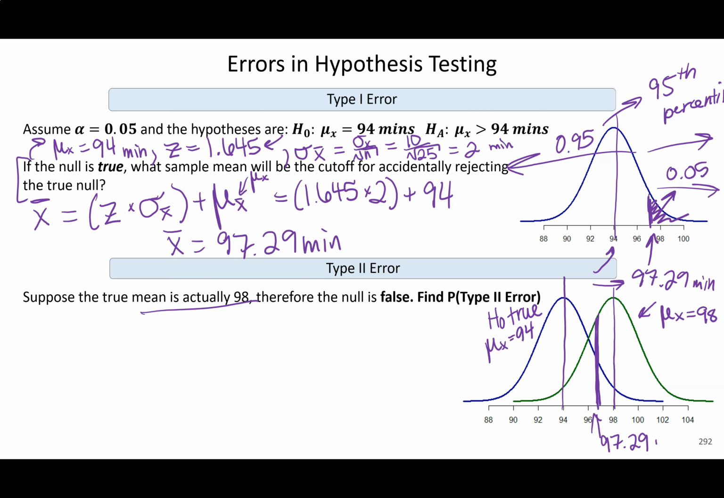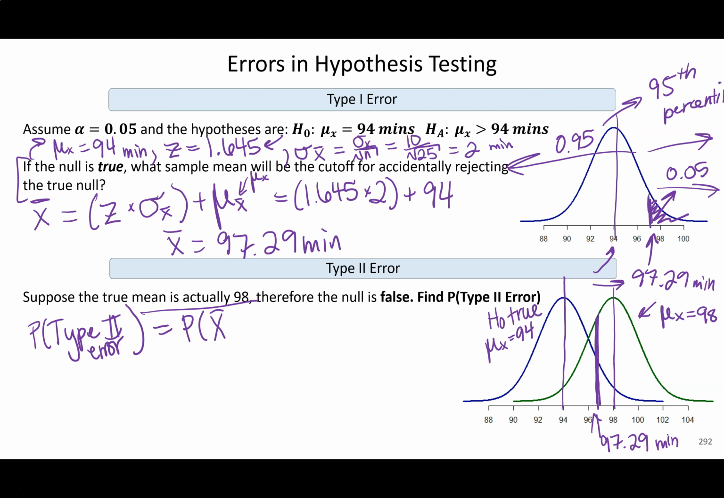97.29. Because remember, we established that that is the cutoff. If we get a sample mean of 97.29 minutes or higher, we're going to reject here. So here, probability of type 2 error is the probability that we get a sample mean when taking a sample of 25 or fewer.